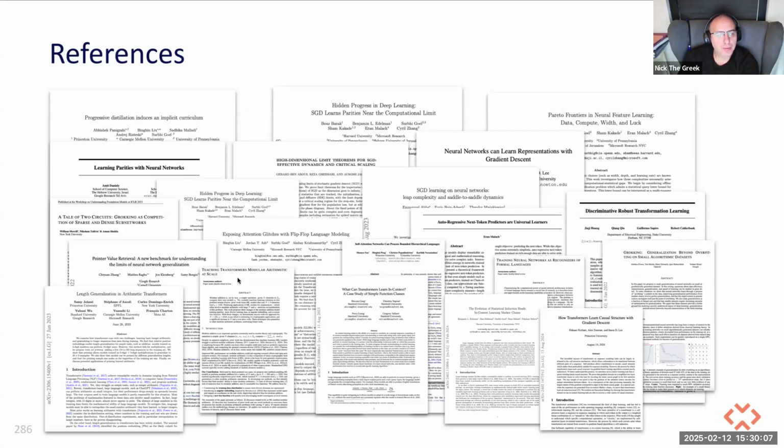You can see here: teaching transformers modular arithmetic at scale, length generalization in arithmetic transformers, what can transformers learn in context, a case study of simple function classes, the evolution of statistical induction heads in in-context learning, Markov chains, how transformers learn causal structure with gradient descent, grokking, generalization beyond overfitting on small algorithmic datasets.